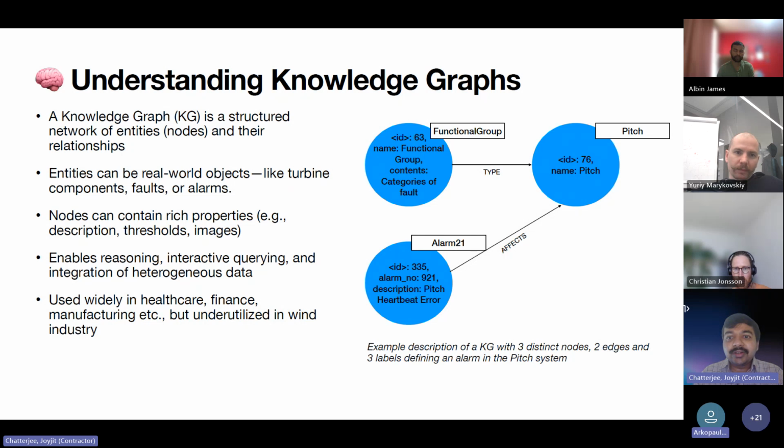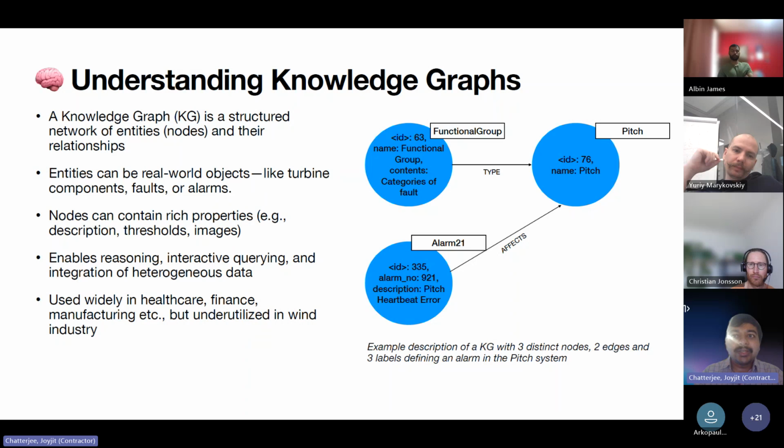If you see here, there is a particular alarm in the wind turbine, the pitch heartbeat error, that affects the pitch system. And this pitch system is a type of functional group in the wind turbine, which is basically the different subcomponents. So you have pitch system, generator, and stuff like that. Based on that, you can build that analogy. You can add in properties, which would be very information rich, right? You can add in things like even images and stuff like that.